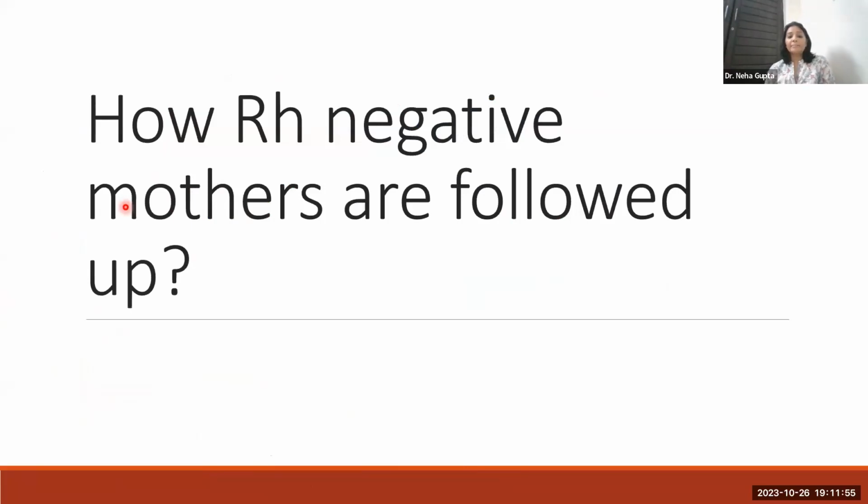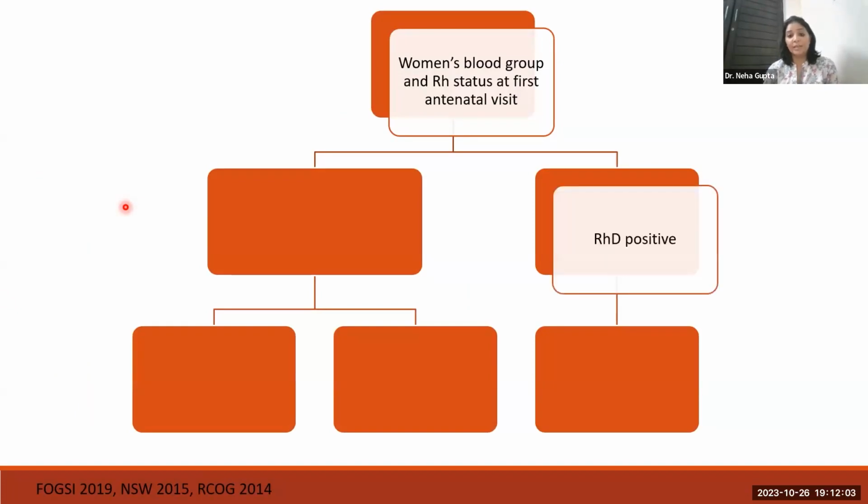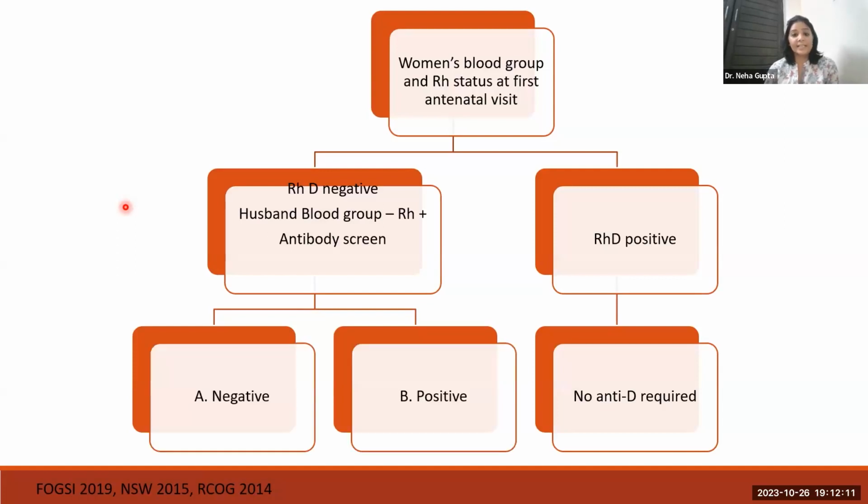So how are Rh negative mothers followed? Doing a blood group and the Rh status is the first test that we offer at booking. If it is positive, nothing else needs to be done. If it is negative, then we determine the husband's blood group. If he's also positive, then an antibody screen is done.